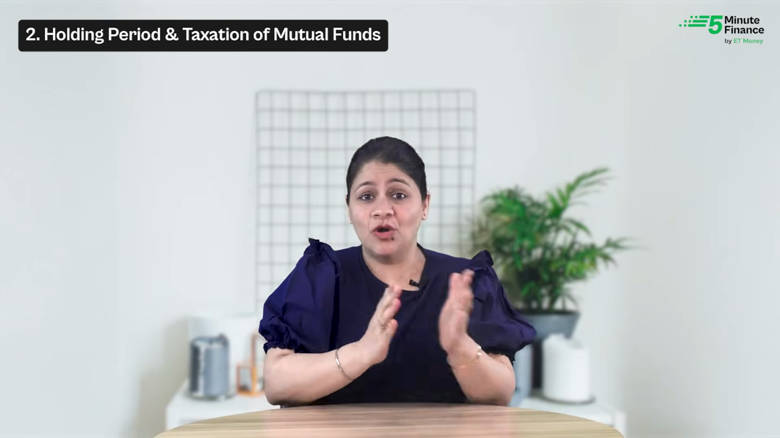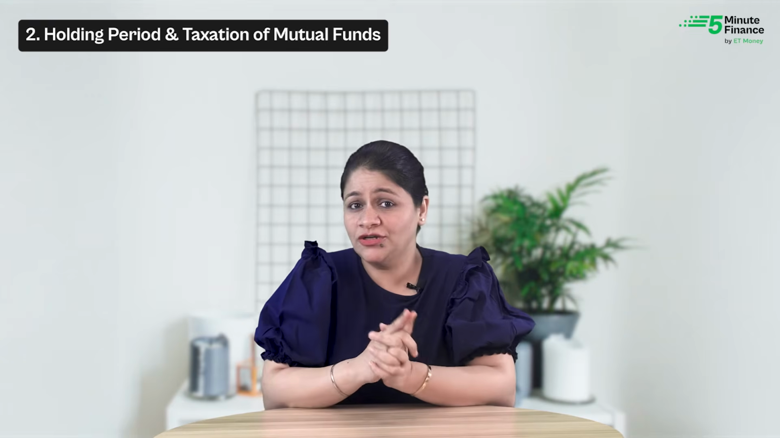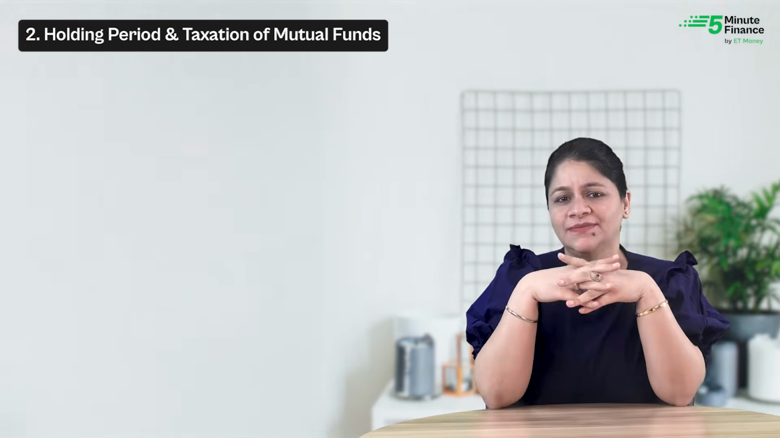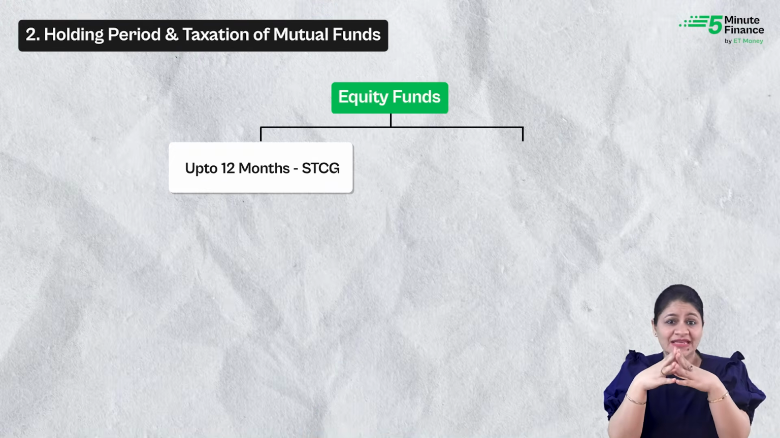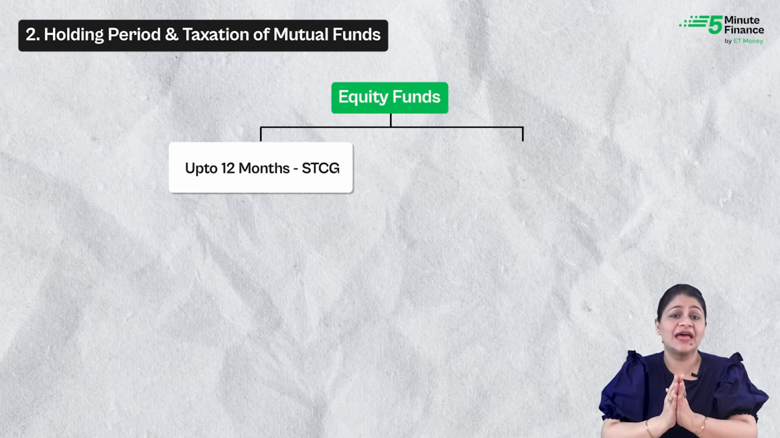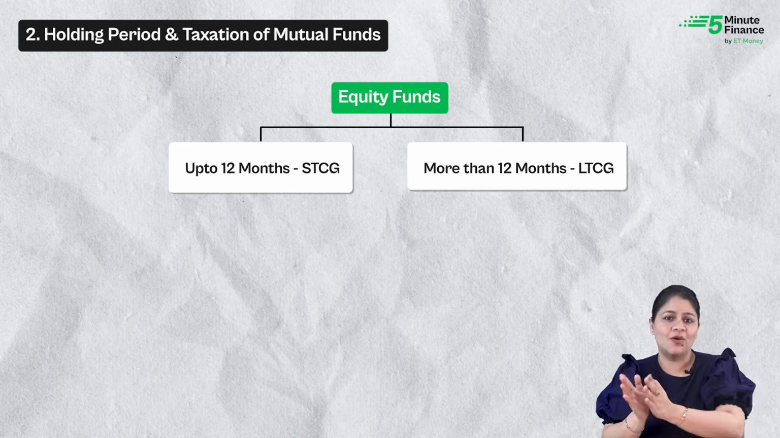Next, we come to the holding period, the second factor to decide taxation rules for mutual funds. The holding period decides whether gains are long-term capital gains, that is LTCG, or short-term capital gains, that is STCG. And the definition of short-term or long-term holding period also differs for equity and debt funds. Look at the table on your screens carefully. So, in case of equity funds, gains are considered short-term if the holding period is less than 12 months. And if the investments were held for a period over 12 months, the gains are considered long-term.